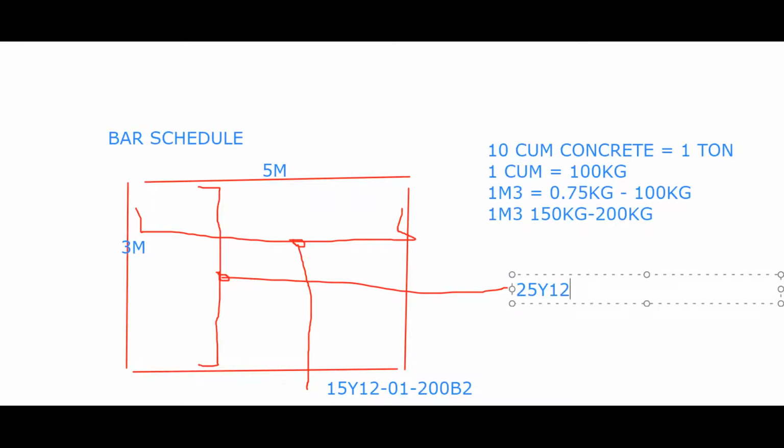Y12, the bar mark will be 0.02. And the center, 150 or 175 or whatever, but let me be lazy. Let me put 200 again. And it will be B1, because some will say bottom one or whatever, B1, because it is the main reinforcement.